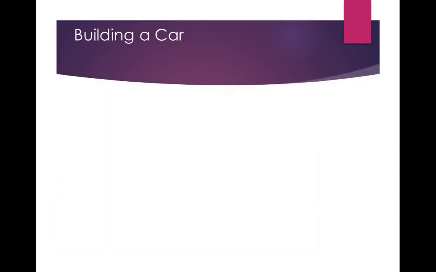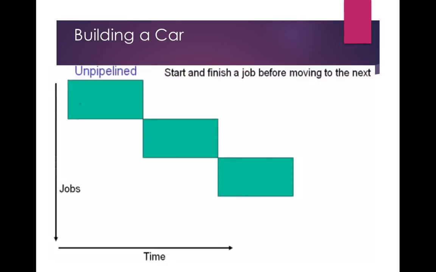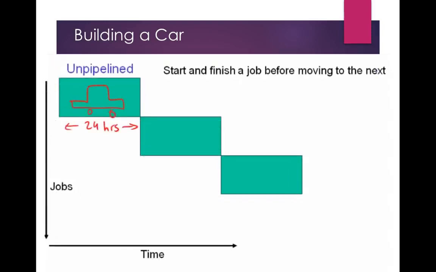So, what is pipelining? I want to take a case study of building a car when it is unpipelined. A series of jobs, that is, we are going to manufacture a car. It takes 24 hours to manufacture a car. When it is a sequential execution, how are we going to differentiate it from pipelining?